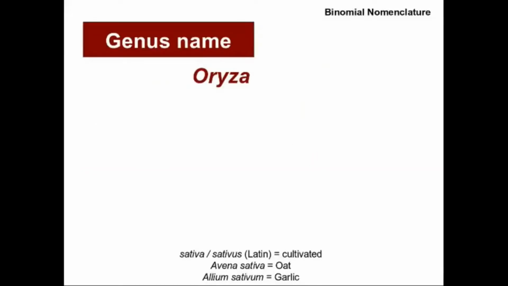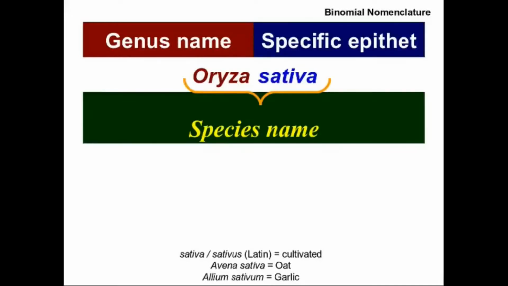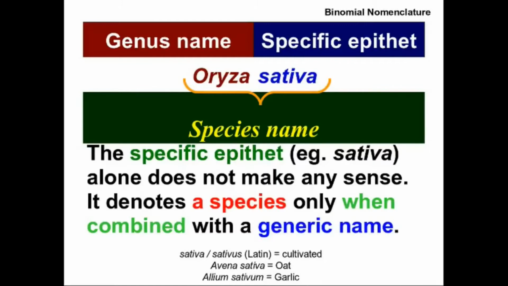Say for example, we have known many names like Oryza sativa. So Oryza is the genus name or the generic name, and sativa is the specific epithet which together refers to the Asian rice. So it forms the species name. And we must learn that the specific word or epithet sativa does not refer to the Asian rice.